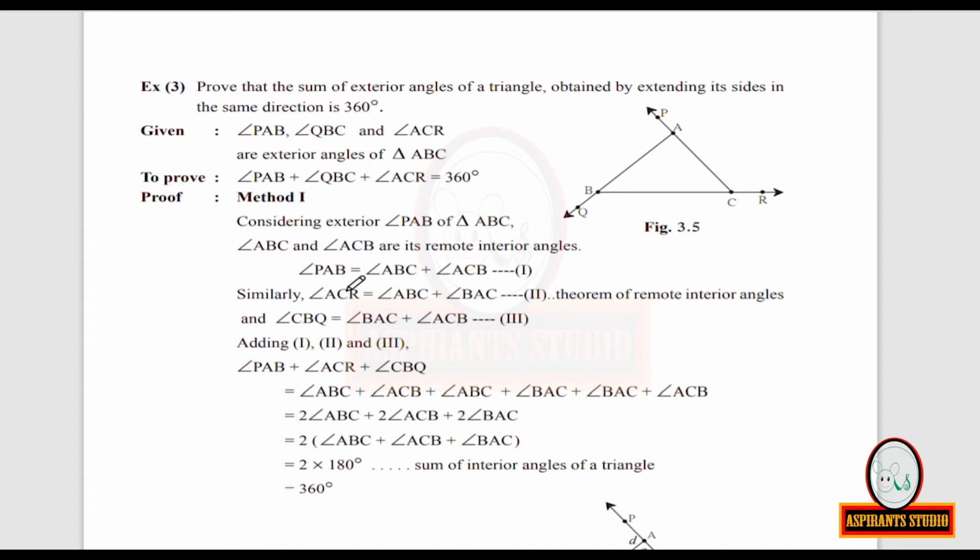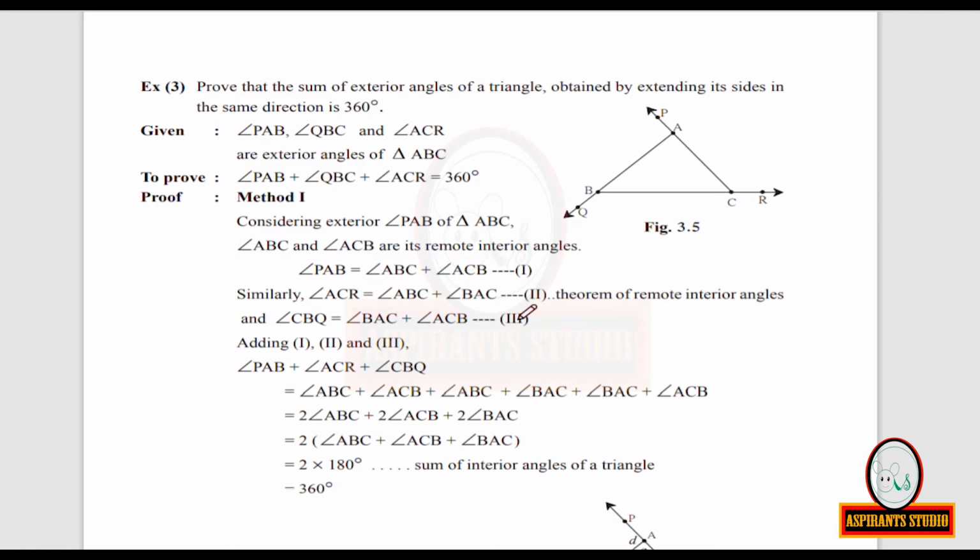So measure of angle PAB will be equal to measure of angle ABC plus measure of angle ACB. Take it as first equation. Similarly, when you are considering the next exterior angle ACR, you will get another equation. The remote interior angles are angle ABC and angle BAC. So measure of angle ACR is equal to measure of angle ABC plus measure of angle BAC. That is the second equation.